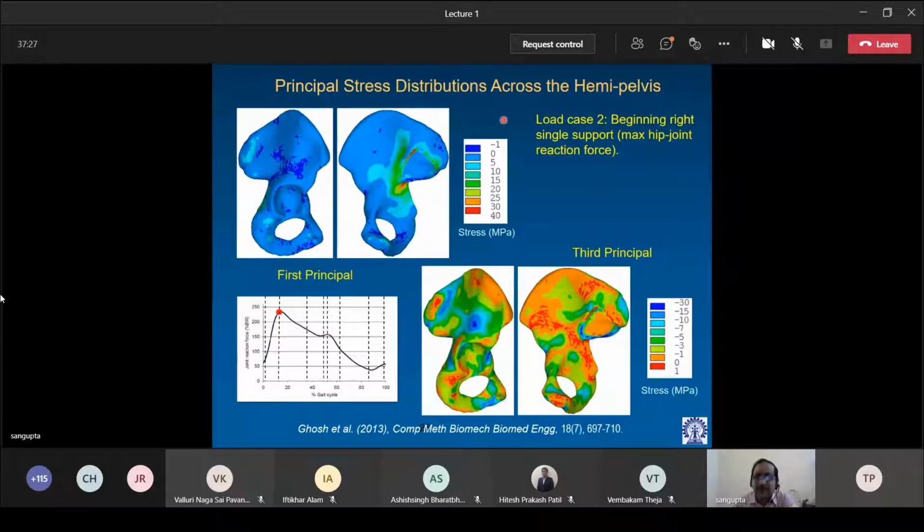So this is a realistic level of stresses during a walking cycle. You can have multiple load cases representing a walking cycle. You can have 8 load cases, you can have 10, 12, however many subdivisions you would like to do. You can simulate that and get hold of the results.